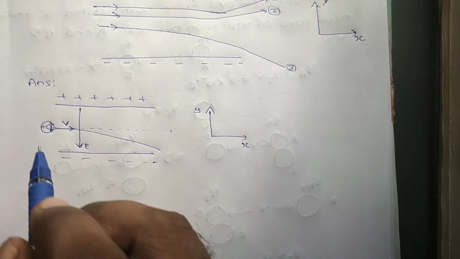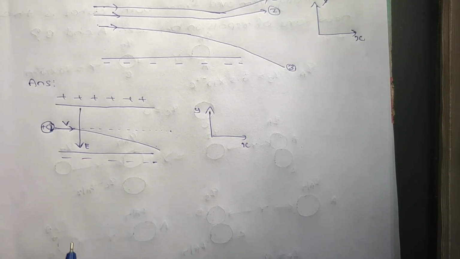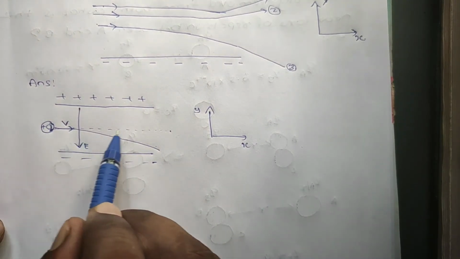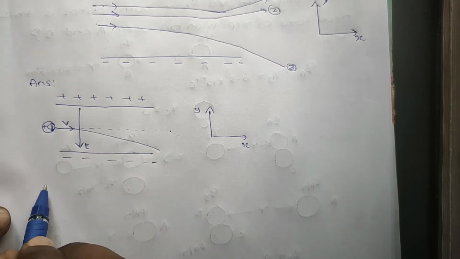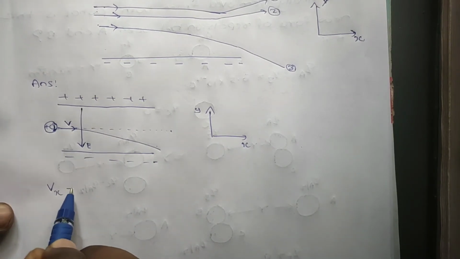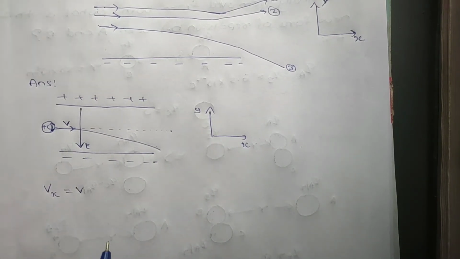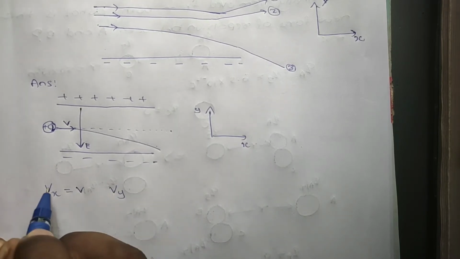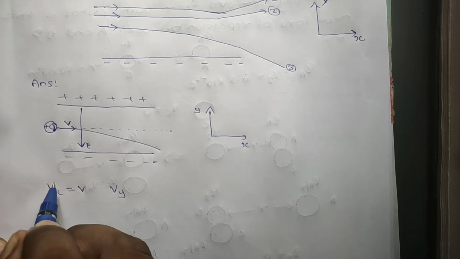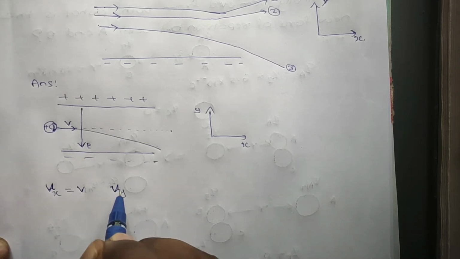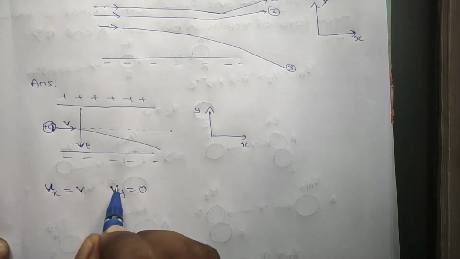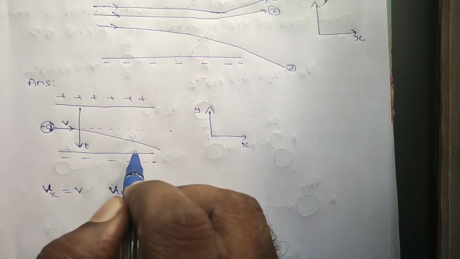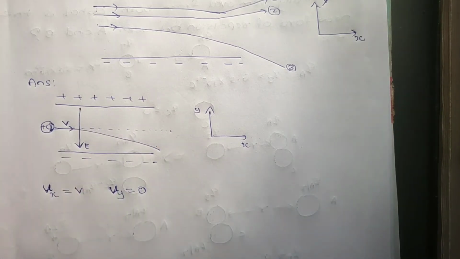Mathematically, this is moving along the x-axis, so Vx is V, that means x-axis velocity V. What about the y velocity? That is the initial velocity, Uy. Uy is equal to 0 because it is going parallel to the x-axis. Clear? Here there will be an electric field along the y-axis.